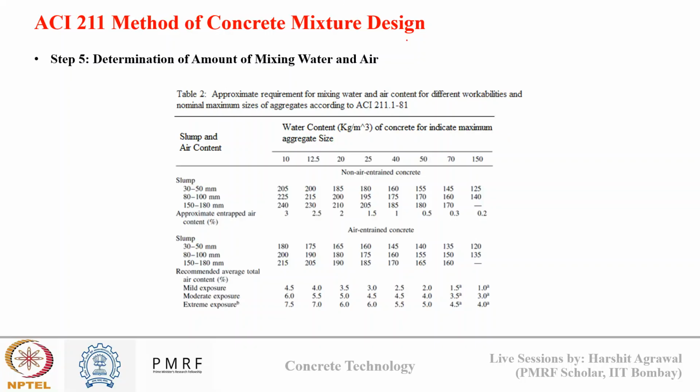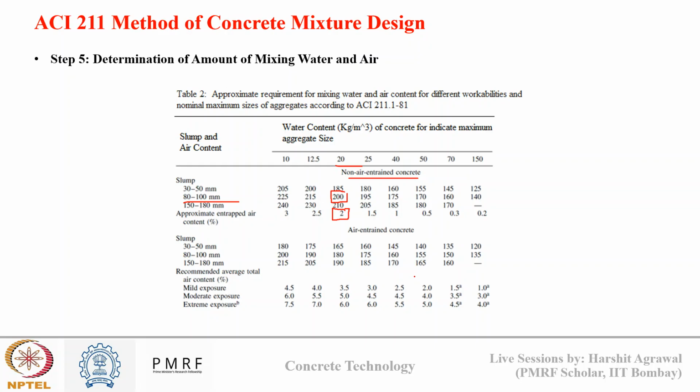Then in step 5, for determining the amount of mixing water and air voids, we can use table 2 in ACI 211. I will give you an understanding of this table by example. Suppose I am preparing a conventional concrete, and I want a slump in the range of 80 to 100 mm, and I have 20 mm as my maximum aggregate size. So the code says that we need to take 200 kg per meter cube of water, and we need to assume that there are 2% entrapped air voids inside the concrete.